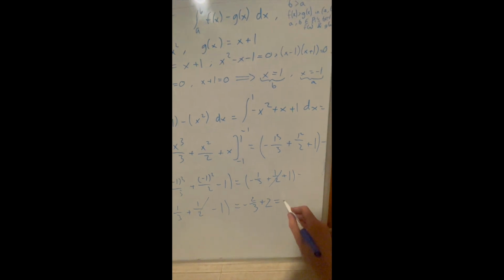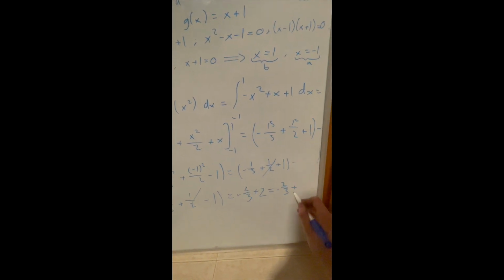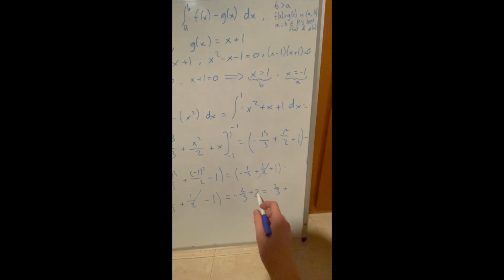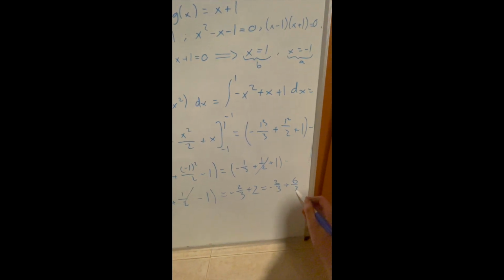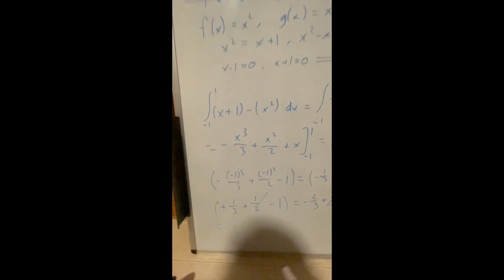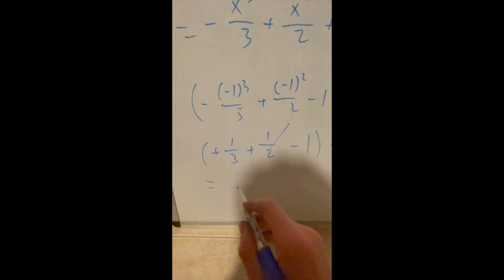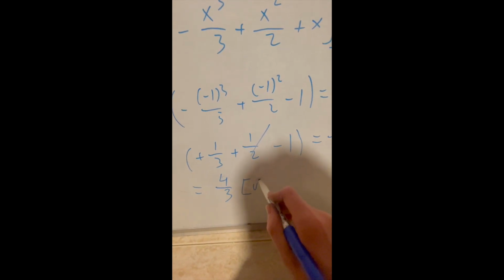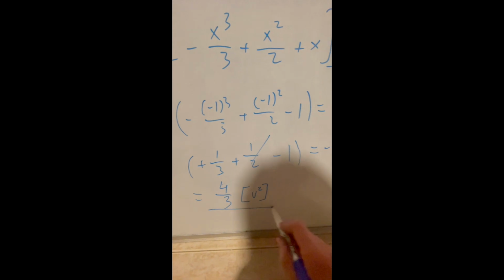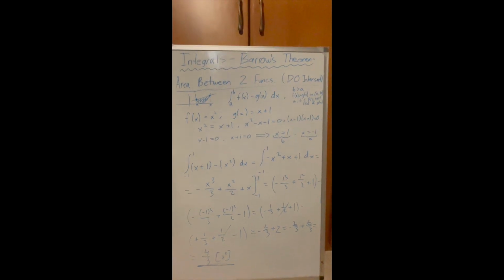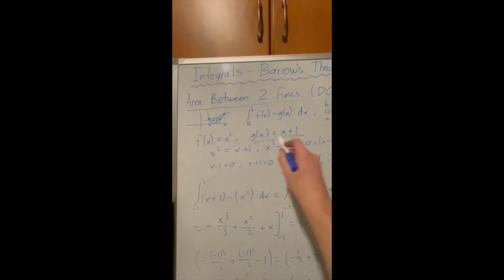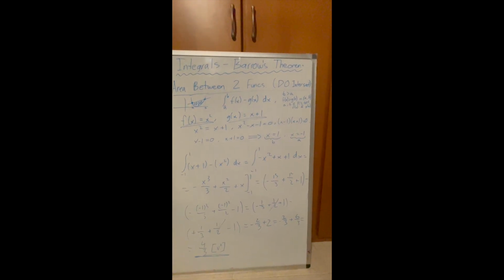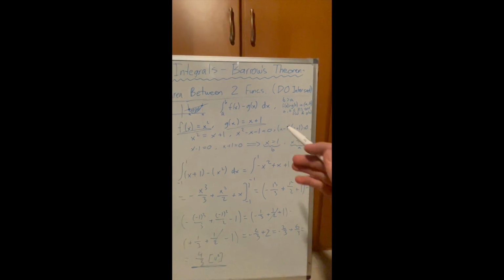So we have minus 2/3 plus, we convert this into a denominator of 3. 2 times 3 is 6, 6/3. So this is going to be equal to 4/3. And this is in units squared, because this is the area between the functions x plus 1 and x squared in their intersections between minus 1 and 1.